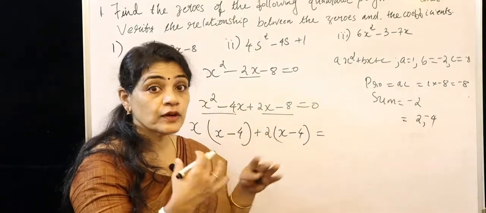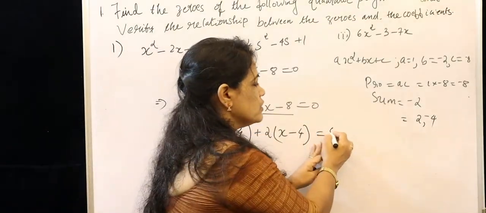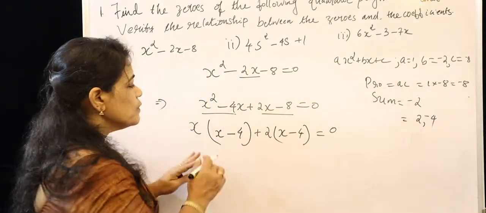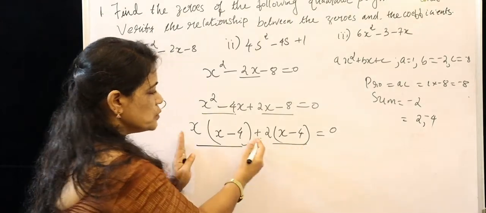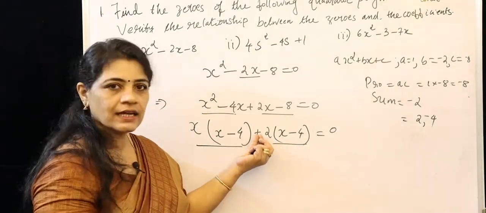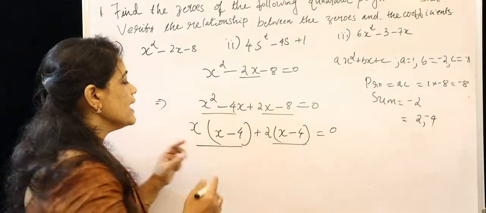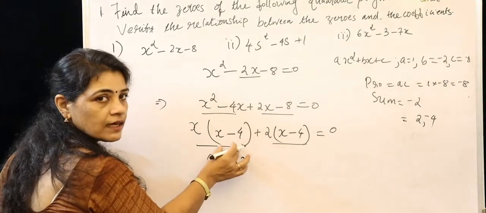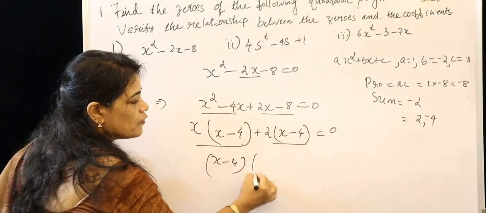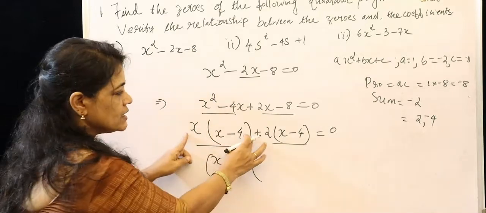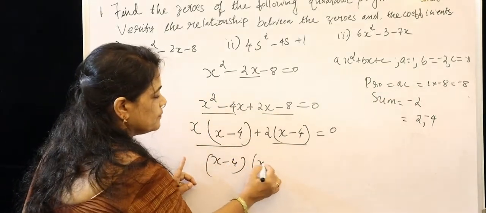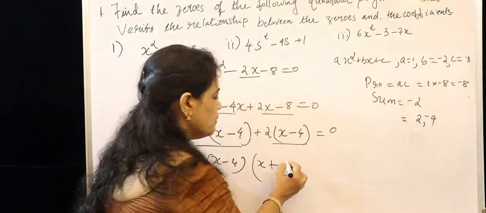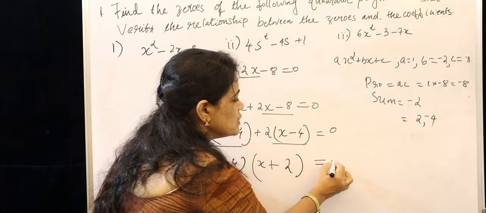So here also, if your calculation is correct, this can be equated to 0 because we are going to find the zeros of the given quadratic polynomial. In the next step, from these two terms, separated by the plus sign, x minus 4 is a common factor. Divide this term with x minus 4, x remaining, plus divide this term with x minus 4, so 2 remaining, equated to 0.